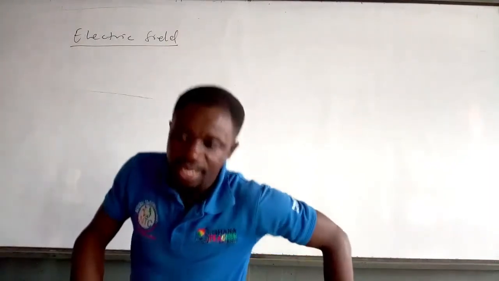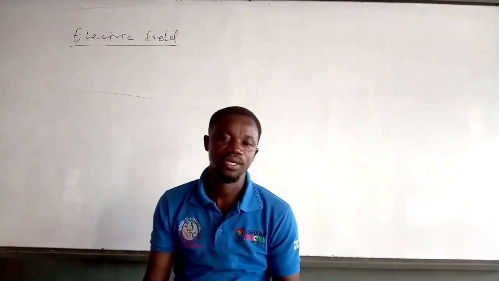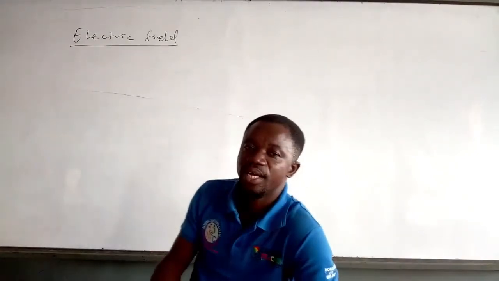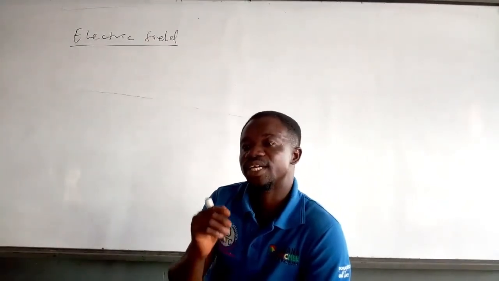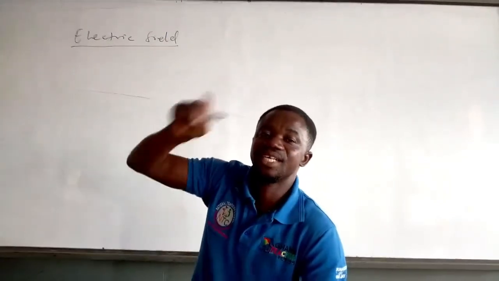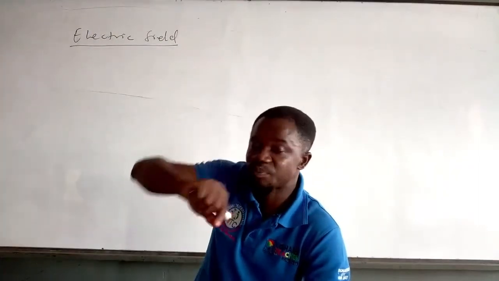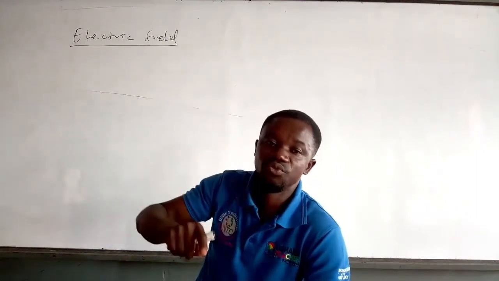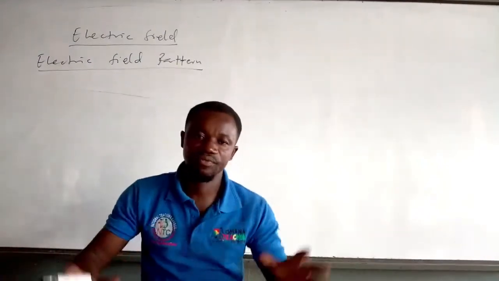I'm taking it again. A region around a charge where the electrostatic force due to that charge is felt. That is what we call electric field. So when you place a charge in an empty space, the charge exerts a force around it such that any other charge placed within that field, within that region, experiences the force of that particular charge. This field, this region, is what we call electric field. So that is electric field.